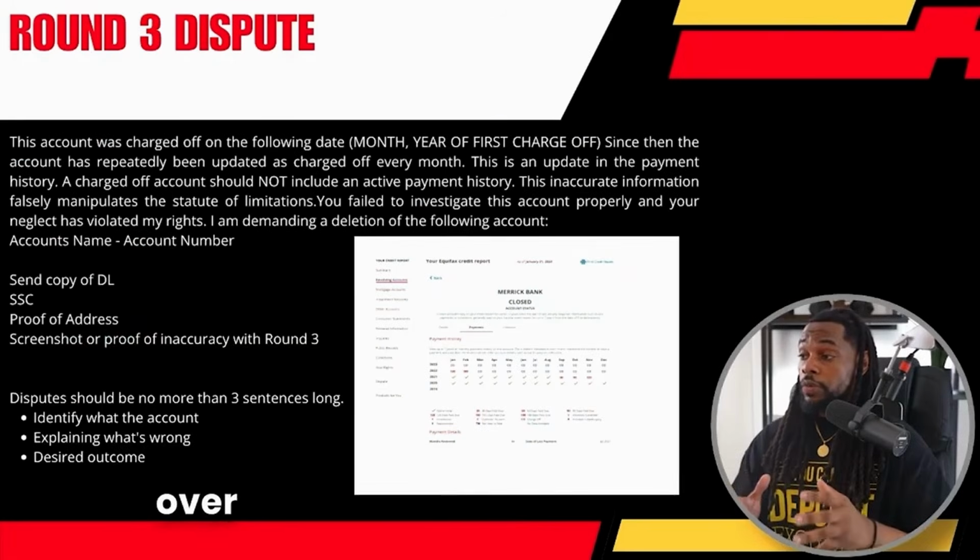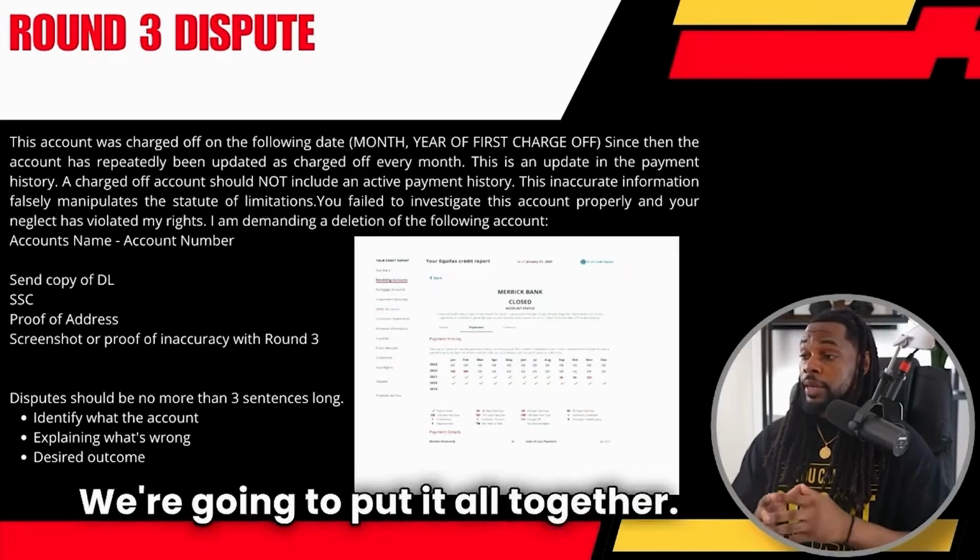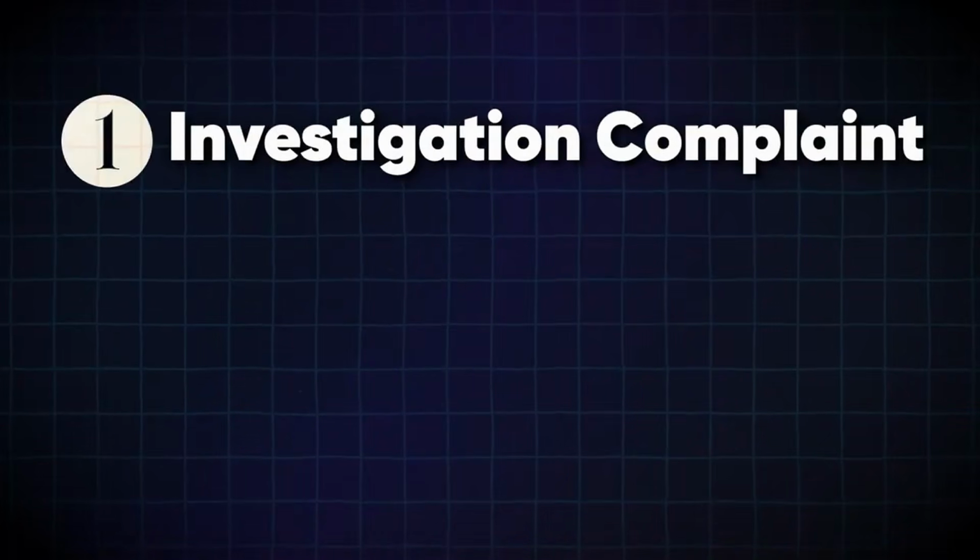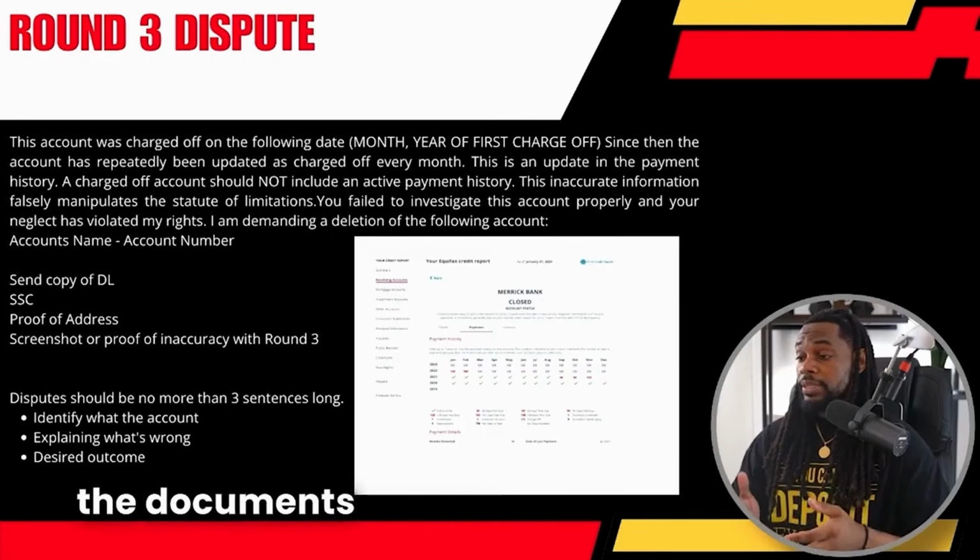All right, now let's go over this one more time. We're going to put it all together. So step 1, or round number 1, we're going to send an investigation complaint. That's that procedural initial investigation to dispute our charge off. We're going to send the documents that I mentioned. We're not going to send a screenshot of the account.